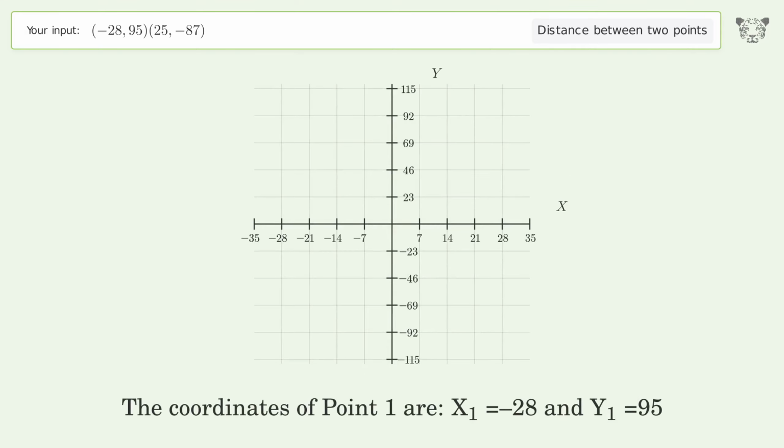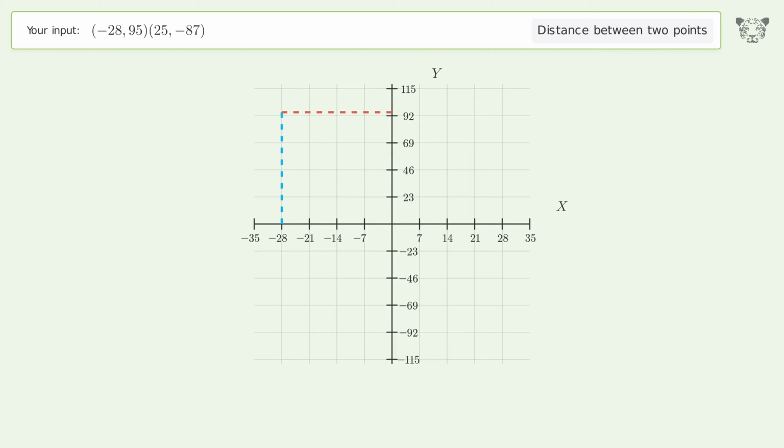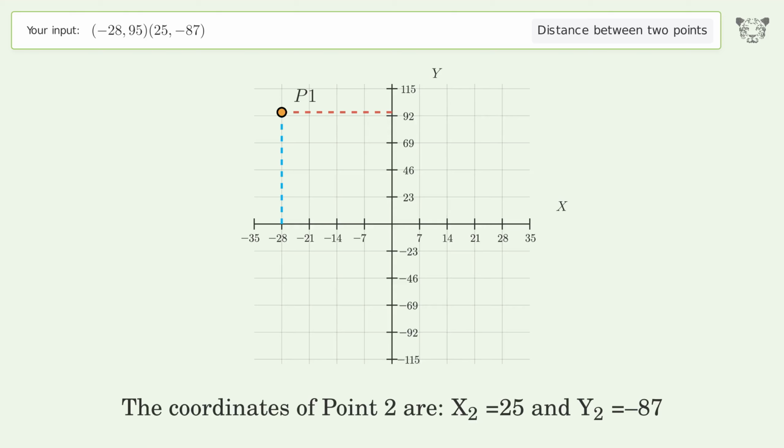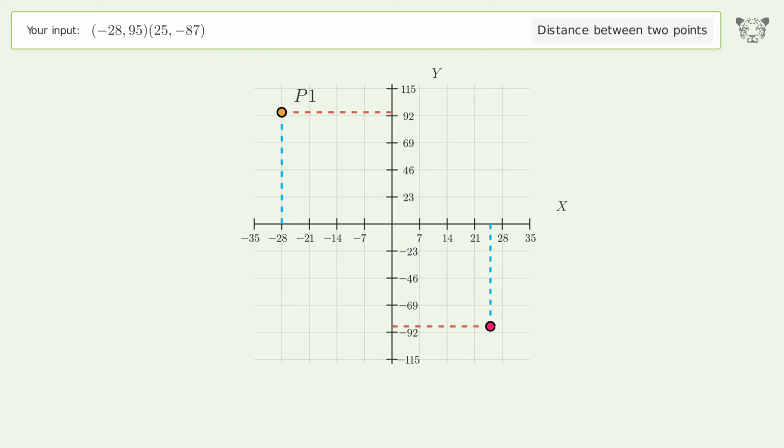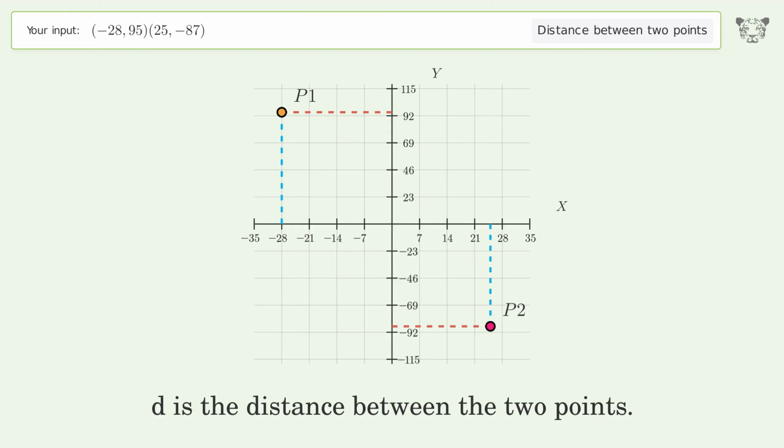The coordinates of point 1 are x1 equals -28 and y1 equals 95. The coordinates of point 2 are x2 equals 25 and y2 equals -87. D is the distance between the 2 points.